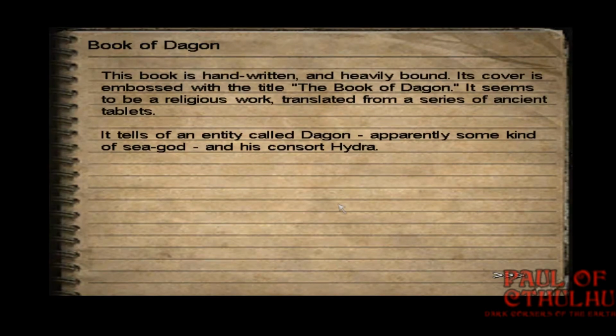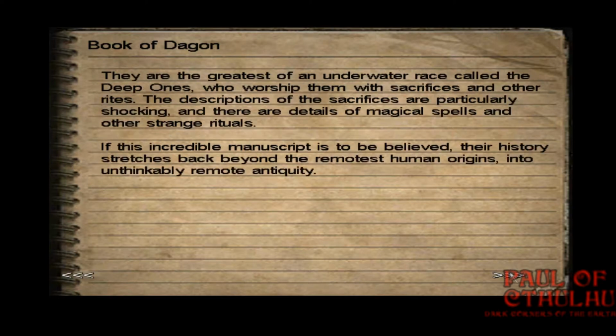The book is handwritten and heavily bound. Its cover is embossed with the title The Book of Dagon. It seems to be a religious work translated from a series of ancient tablets. It tells of an entity called Dagon, apparently some kind of sea god, and its consort Hydra. They are the greatest of an underwater race called the Deep Ones, who worship them with sacrifices and something writes. The descriptions of the sacrifices are particularly shocking, and there are details of magical spells and other strange rituals. If this incredible manuscript is to be believed, their history stretches back beyond the remotest human origins into unthinkably remote antiquity.